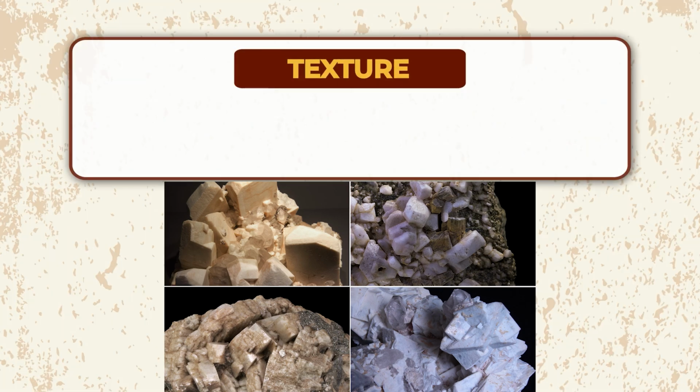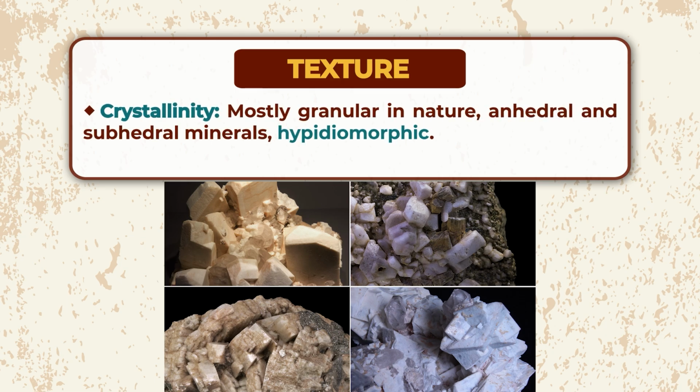Texture-wise, mostly these rocks are granular in nature. They are anhedral and subhedral minerals, and they are hypidiomorphic. That means the crystals in these rocks are usually subhedral. They are not well-formed crystals. One or two sides will be well-formed, and the other two sides are not well-formed. That's why they are called hypidiomorphic, anhedral to subhedral minerals.